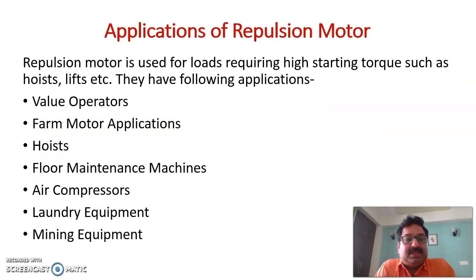Now we have discussed its torque equation and how the torque relation is responsible with respect to alpha. So on the basis of its characteristics, its application and its operation, there are a number of applications which this machine has. So the repulsion motor can be used for various places.